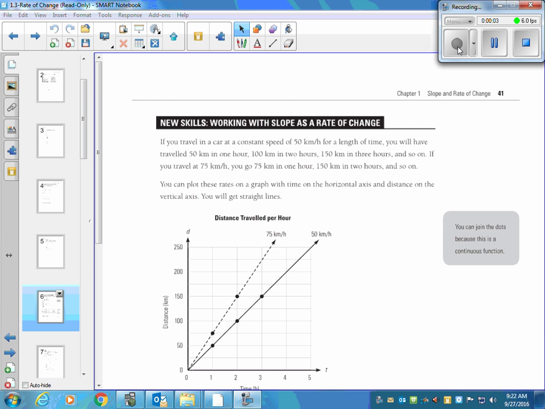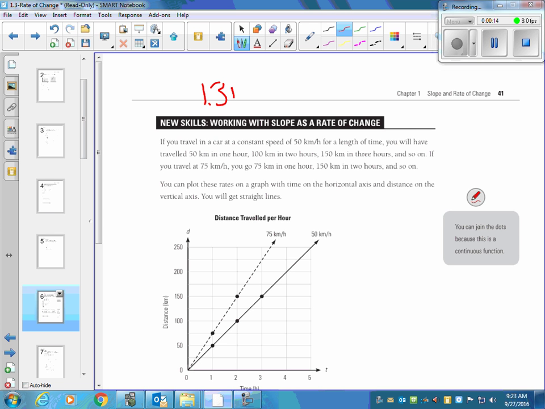So we're going to work on section 1.3b today. We're going to look at slopes as a rate of change. So if you travel in a car at a constant speed of 50 kilometers per hour for a length of time, that will mean for every hour you traveled 50 kilometers. So in 2 hours you traveled 100 kilometers, in 3 hours you traveled 150, and so on and so forth.